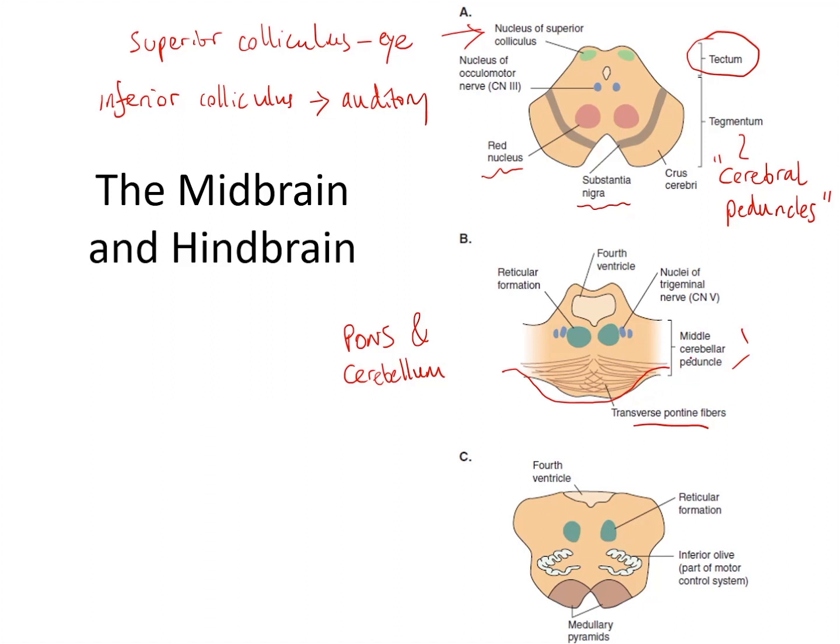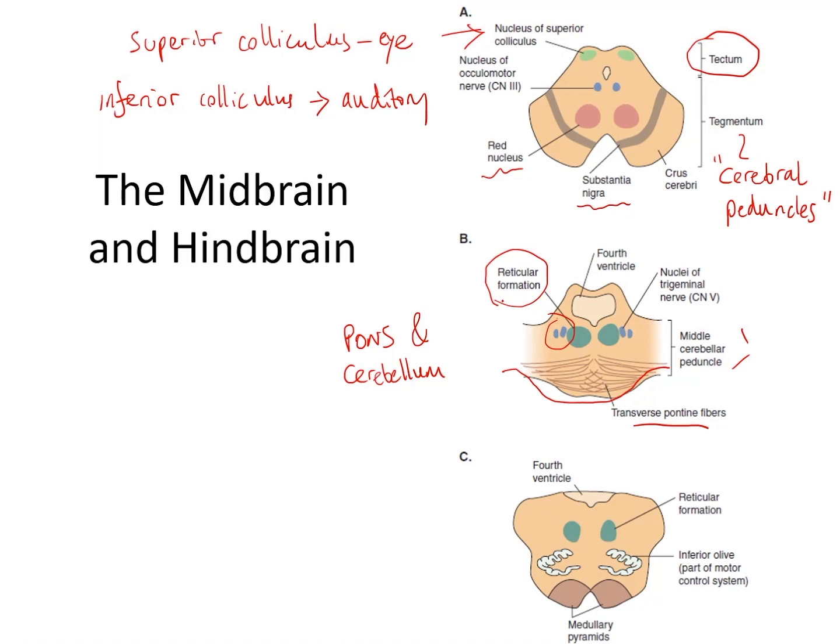Some other structures in the pons we'll discuss later on include the cavity of the fourth ventricle, part of the ventricular system, some more cranial nerve nuclei in here, and also some deep structures in the brain referred to as the reticular formation that are important in things like wakefulness and consciousness.